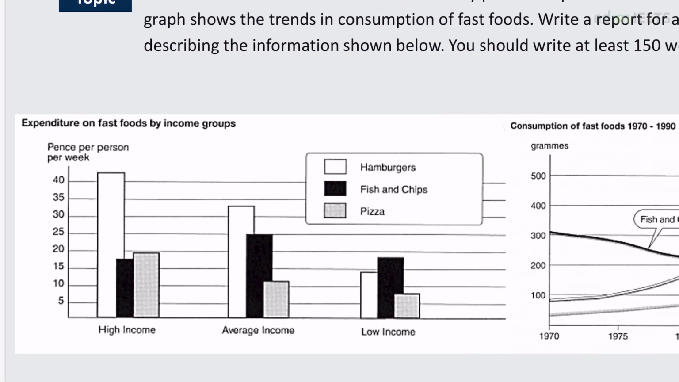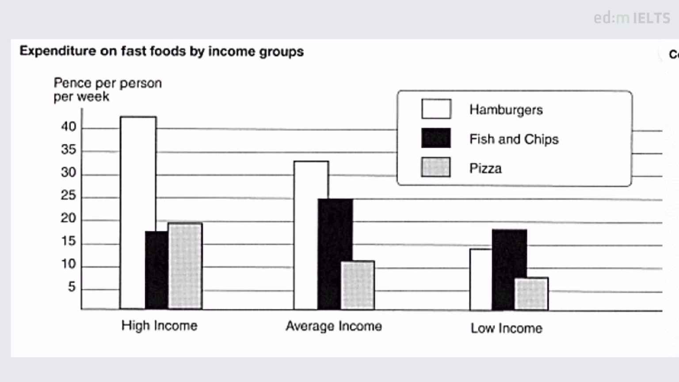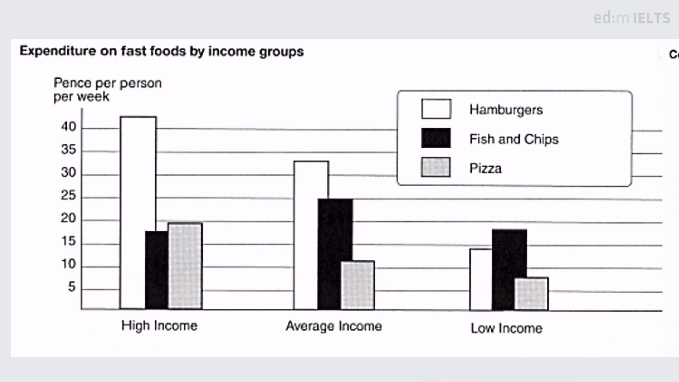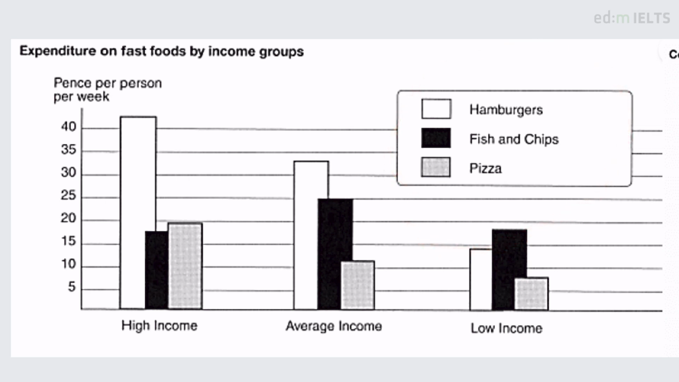And then I could say something very general about this, something like it's clear from the bar chart that spending habits among the three income groups differed among British people. Something like spending habits for the three types of fast food differed among British people depending on their income group.